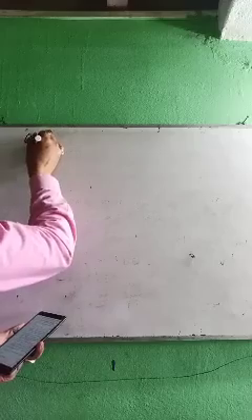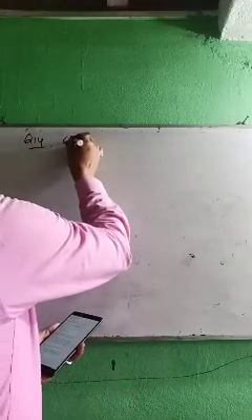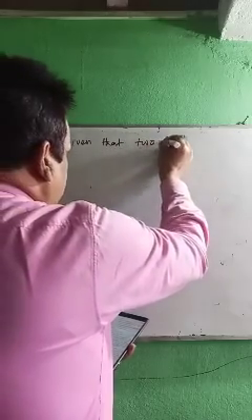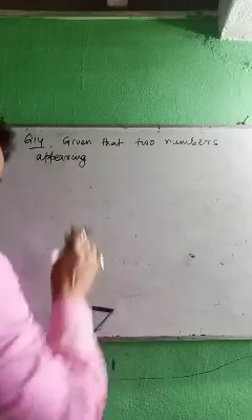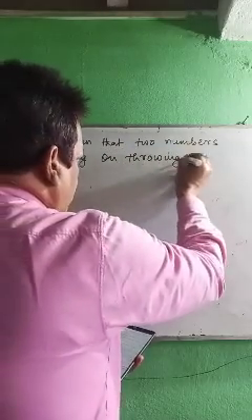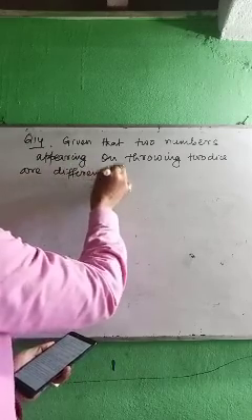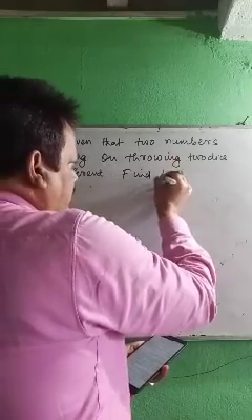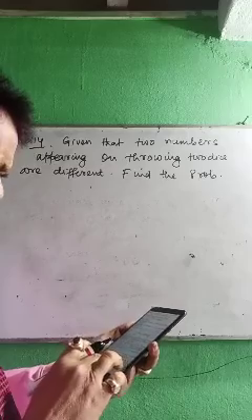Question number 14: given that the two numbers appearing on throwing two dice are different, find the probability that the sum of the numbers on the dice is 4.